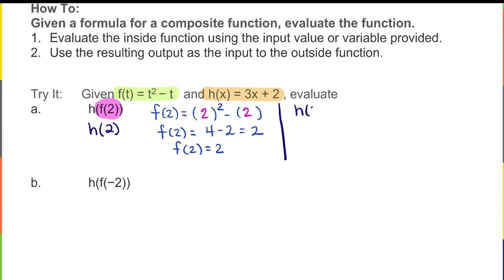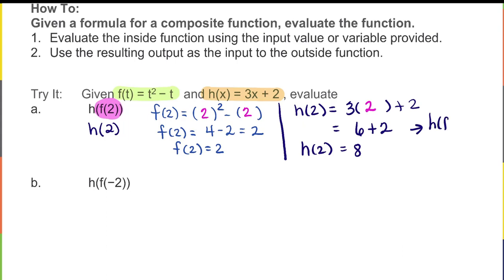So now to find h of 2, we take the function h, which is 3x plus 2, and we're going to insert what it equaled, which was 2. And then we're going to solve it. So 3 times 2 is 6. 6 plus 2 is 8. So h of 2 is 8, which means h of f of 2 is equal to 8.